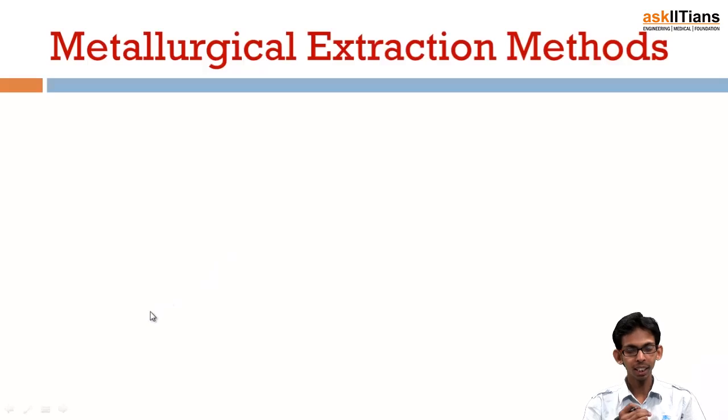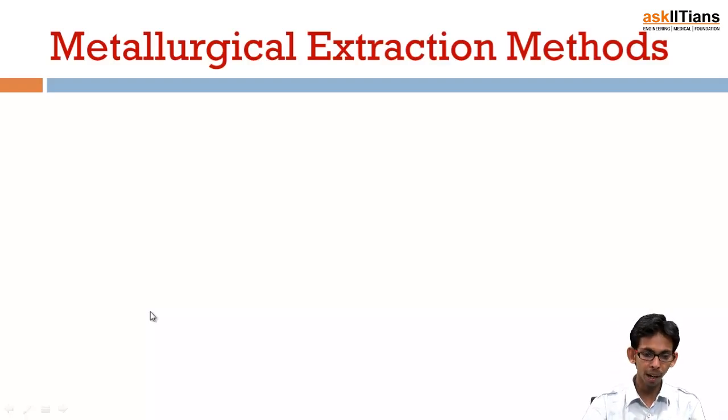Now, the metallurgical extraction method. First of all, we have studied the concentration of ore, that means removal of gangue or sandy impurity from the ore. Once we have removed the impurity from the ore, the next step is to extract the metal from the ore, and we are going to discuss this method.